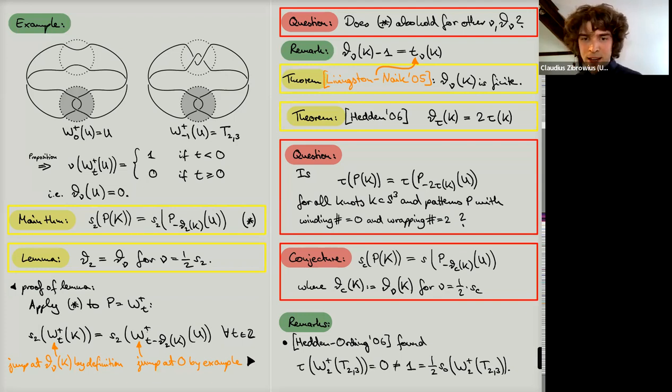Historically, these twisted Whitehead doubles have played an important role in trying to understand slice torus invariants. For example, they were the first twisted Whitehead patterns of the trefoil knot. They were the first examples where tau was different from the S invariant.